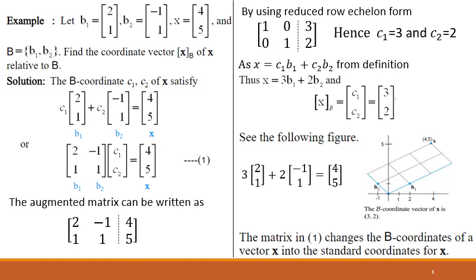Let's try to understand this concept with the help of an example. Suppose we have three vectors b1, b2 and x, where b1 and b2 are part of a set B which is the basis of subspace H. The task is to find the coordinate vector xB for x relative to B.